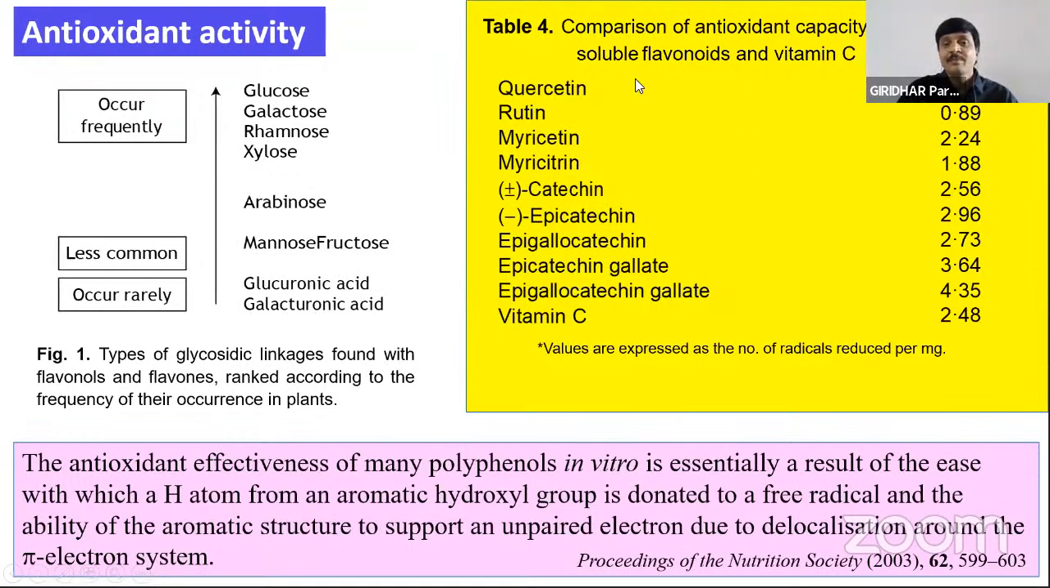So if we just look at this table, it shows the comparison of antioxidant activity of water soluble flavonoids, which may be sourced from leaves, vegetables or fruits. We should compare them with vitamin C, especially epigallocatechin and gallocatechin, which are two times more. Similarly, epicatechin, present in tea and other sources, is better than vitamin C. Of course, myricetin present in many fruits, rutin, quercetin, and all these things. Many floral extracts, like hibiscus floral extract and anthocyanin rich flowers, do contain quercetin.